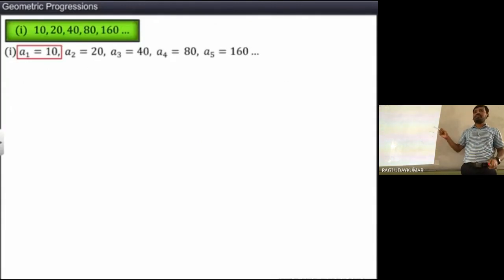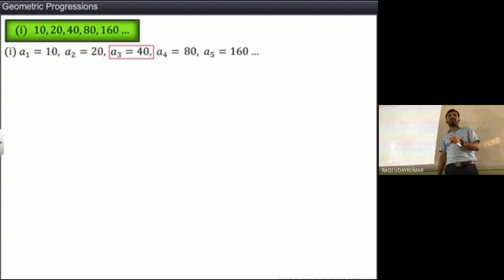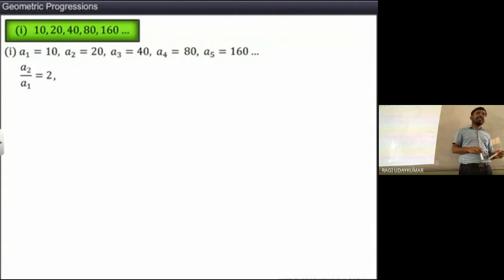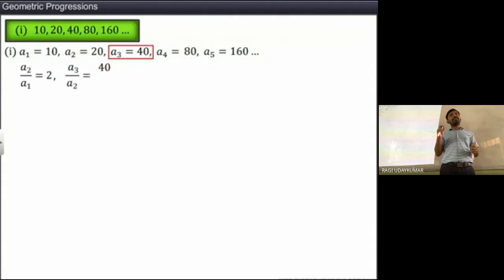So if you observe this sequence, the first term is 10, the second term is 20, the third term is 40. What you can observe here is that every term is multiplied by 2 to get the next term. So a geometric progression is nothing but a progression in which each term, except the first term, is obtained by multiplying a constant to its preceding term.